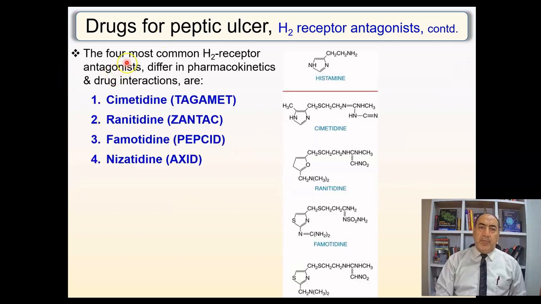So these are the four most common H2 blockers: cimetidine, ranitidine, famotidine, nizatidine. They are similar when it comes to the mechanism of action, but they are different in terms of potency, kinetics, and drug interactions. This is the structure of histamine. You are not required to remember the structure, but just look: these are histamine antagonists. They are similar to histamine, so they can trick the H2 receptors and bind to them, but they are not histamine. As you see here, there is a big similarity between this structure and the structures of cimetidine, ranitidine, famotidine, and nizatidine.